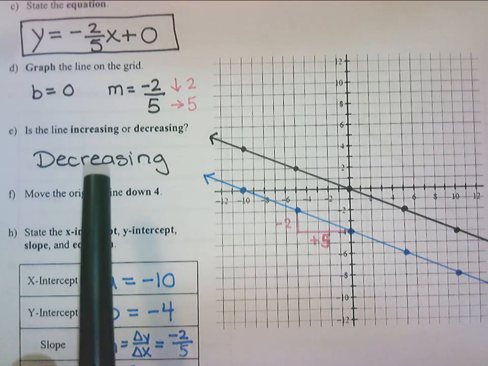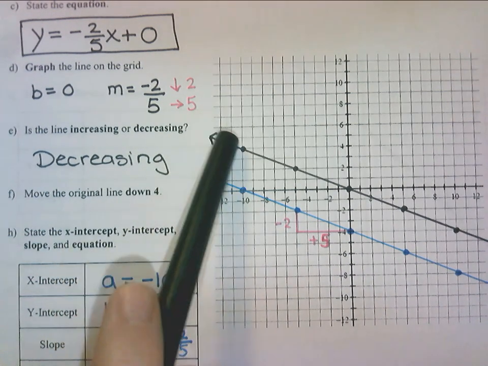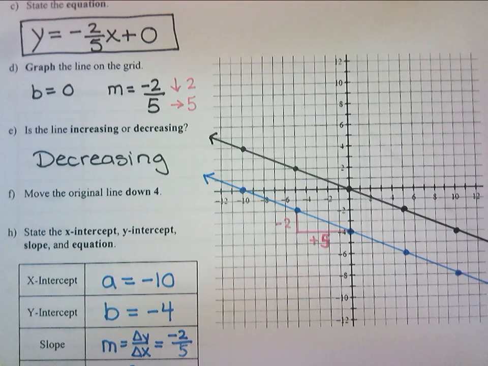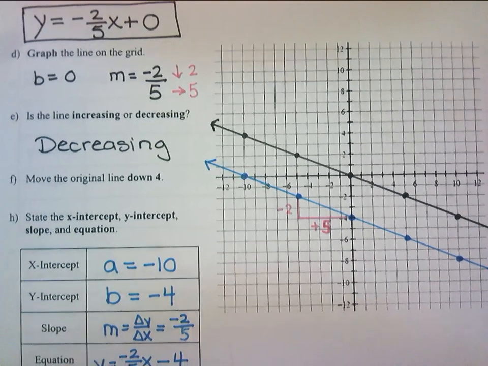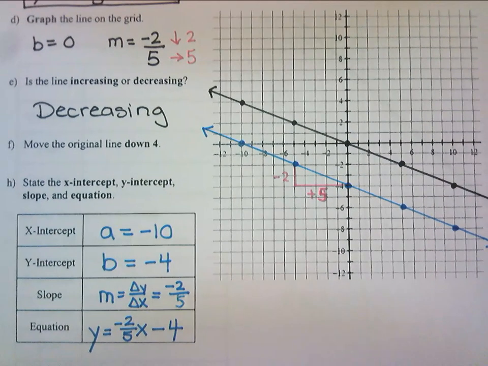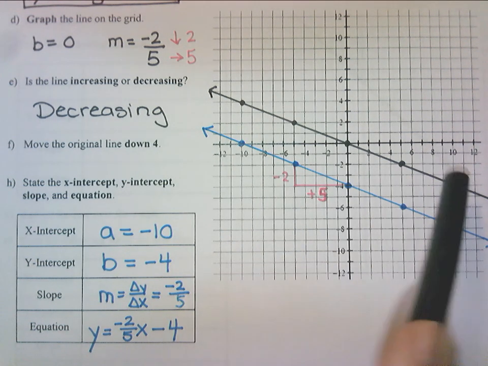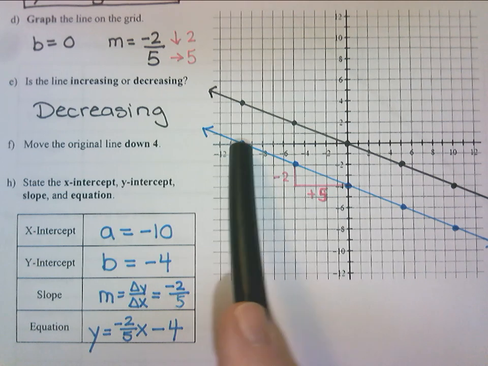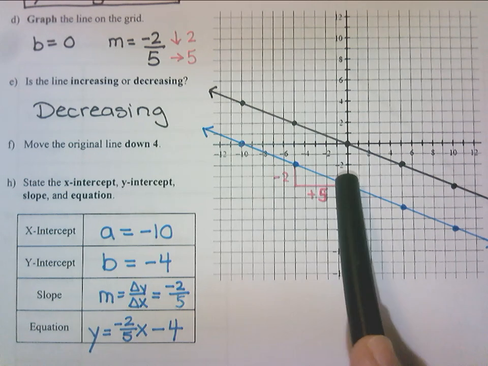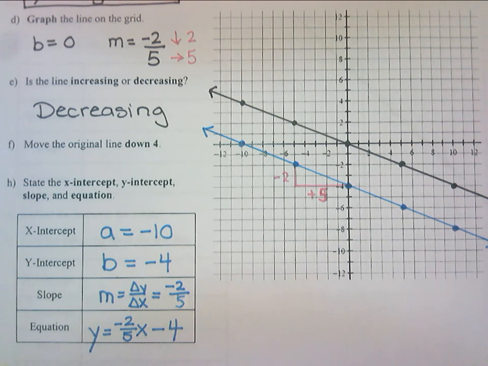It asked if this is increasing or decreasing. The line is going down, so it is decreasing. And then it asked us to move that line down 4. So I took every point on this line and I moved it straight down 4 squares, and I redrew my new line.